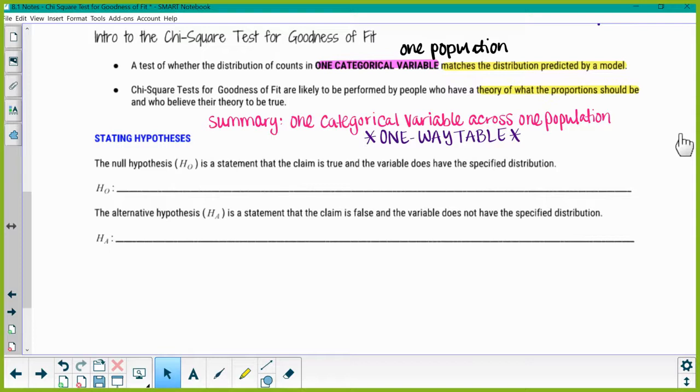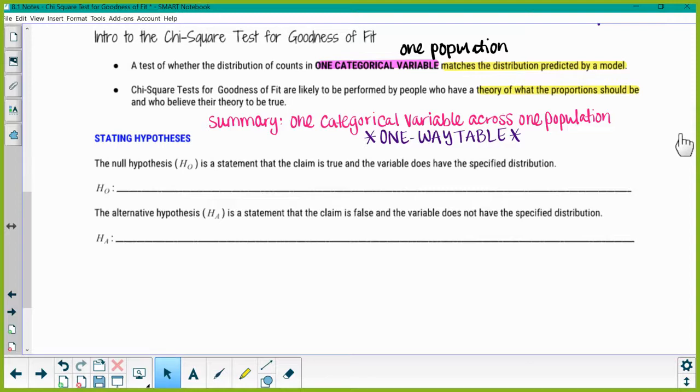Another giveaway, especially in comparison to the other two, these tests are going to solely use one-way tables, meaning I'm going to have one row, multiple columns, or let's flip that, one column, multiple rows. So it's just going to be one population across many categories. One categorical variable broken down into many categories. Biggest giveaway, one-way table. The other two tests will deal with two-way tables. So this is usually the easier one to identify because it's obvious based on the data that they give you.